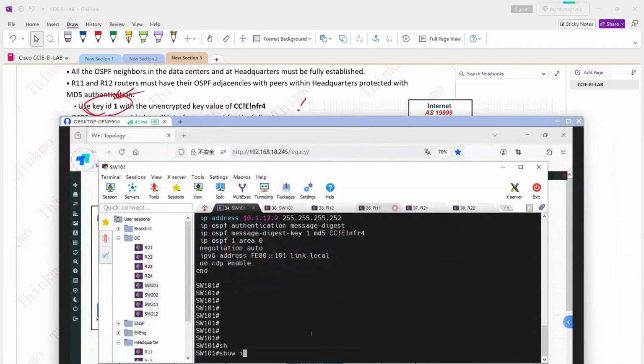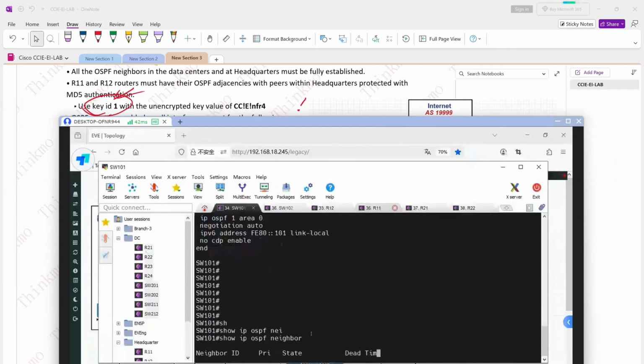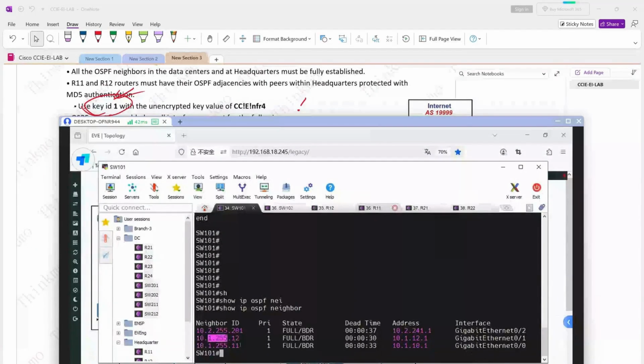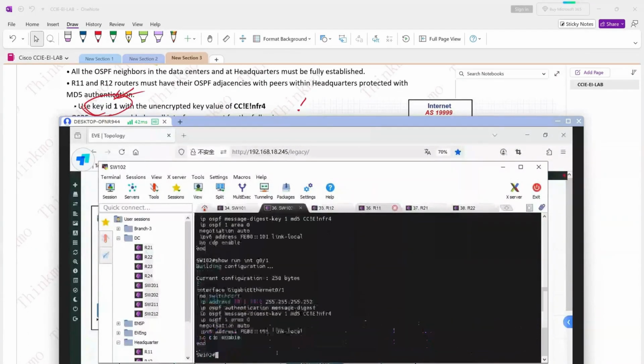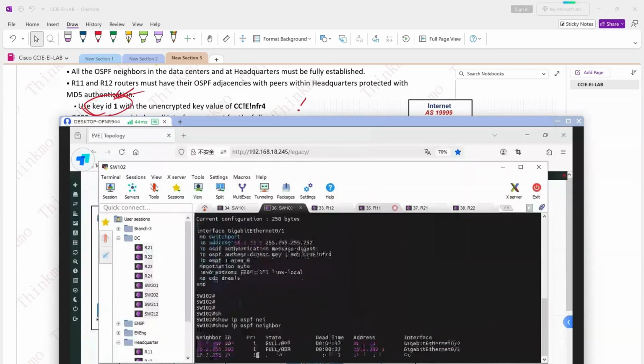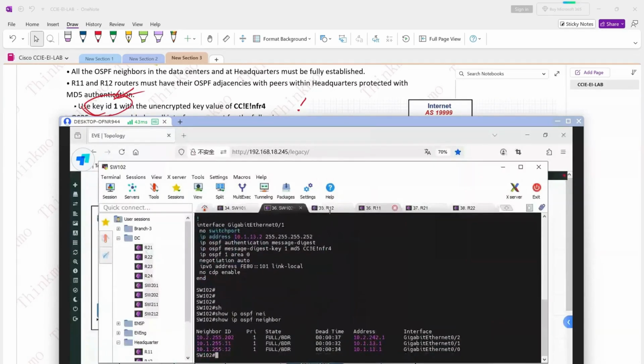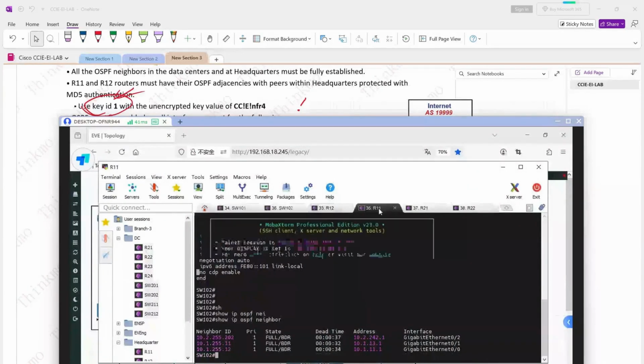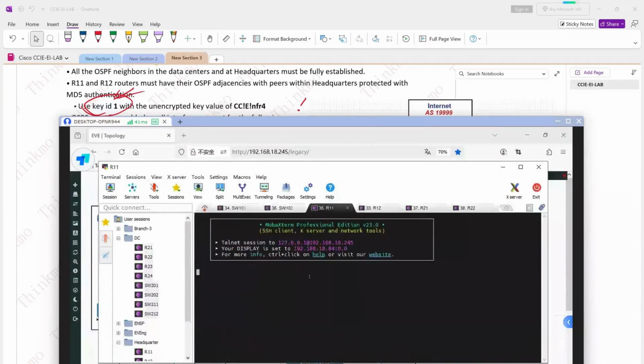Alright, let's directly check its neighbor relationship, the OSPF neighbor table, and there are 3 neighbors, right? All 3 neighbors are up and running as expected. Next, let's check the OSPF neighbor table on device 2. All the neighbor relationships are up as well. Now, these are the configurations for SB101 and SB102. Next, let's take a look at this.